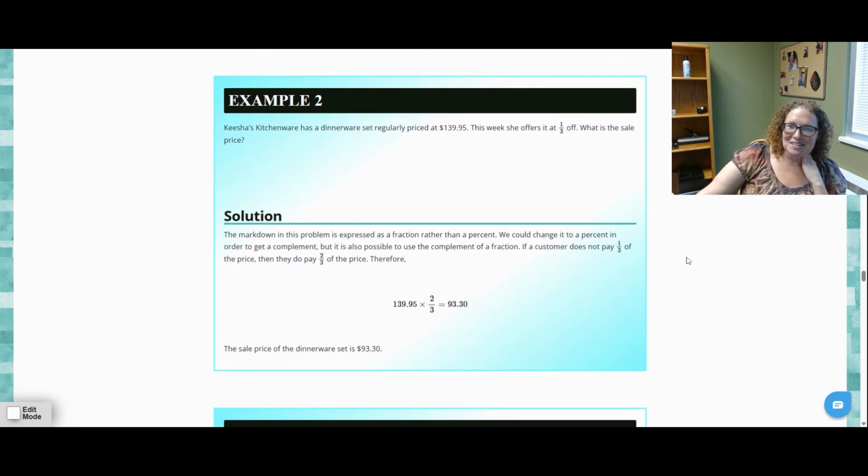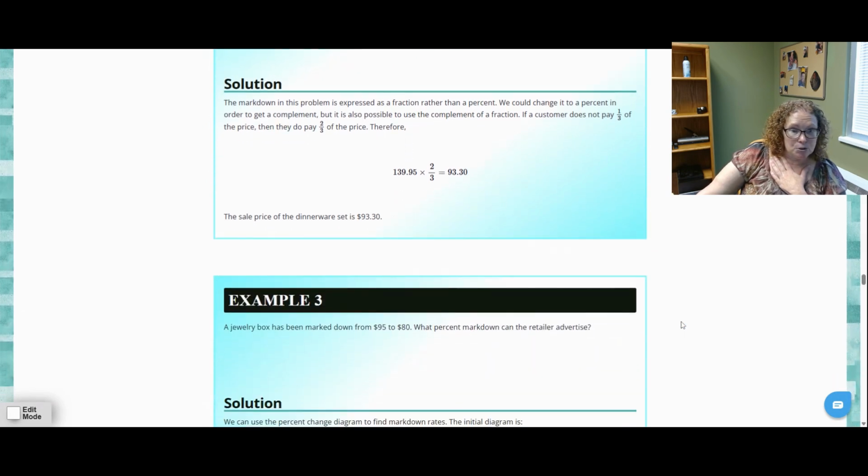This one uses the fraction instead of the decimal. Now you can use it either way. If you do use the fraction, you would need the complement of the fraction, which is 2/3, because 1/3 plus 2/3 is equal to 3/3 or a whole. If you were to use the fraction, we would be looking at 0.333 repeating, and 2/3 would be 66.67%. So the sale price, when we figure that out, would be $93.30.